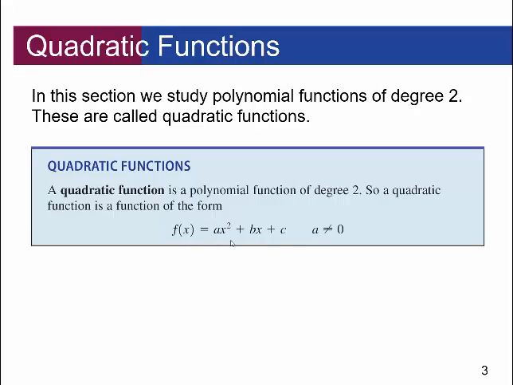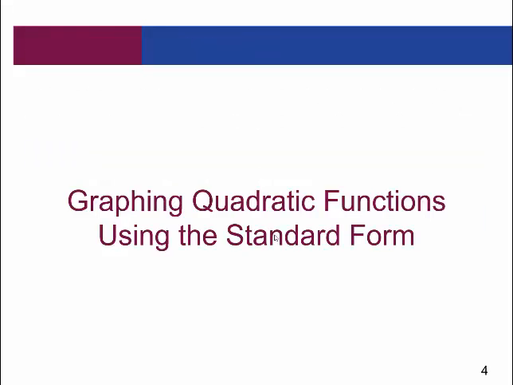And this is where that coefficient a cannot equal 0. All right, b and c can equal 0. That's not a problem, but a can't. Because if a does equal 0, then you just have bx + c, and you have a linear function. So what we want to do in this lecture is talk about graphing quadratic functions using what's called the standard form.